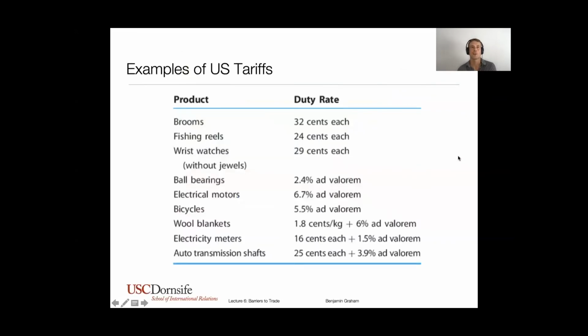How do these tariffs look in practice? This again is a little bit dated. I pulled it out of a textbook, but these are sort of line item tariffs. And so this is why trade agreements can go on for pages and pages and pages, and the negotiations go on for weeks over each of these things.